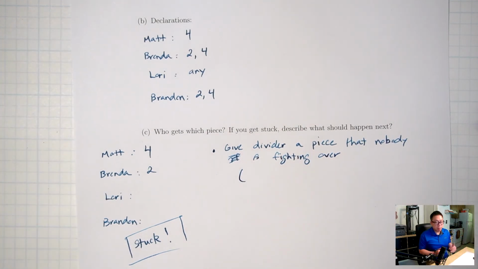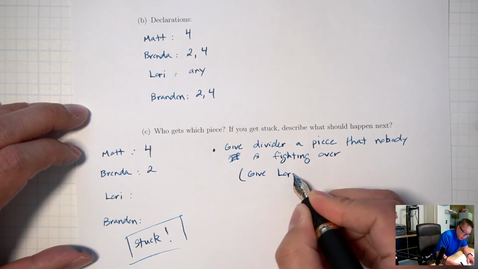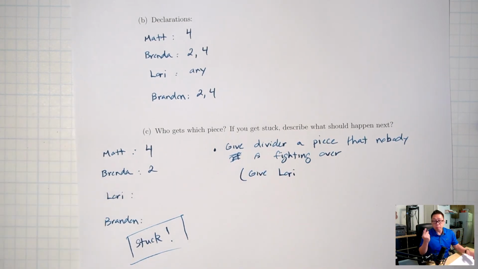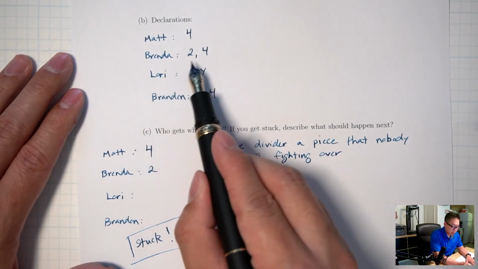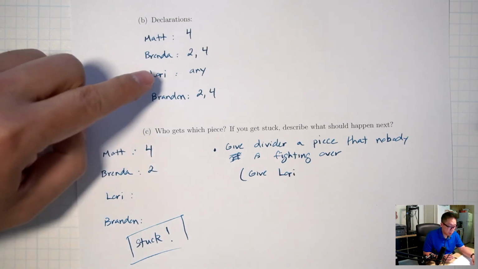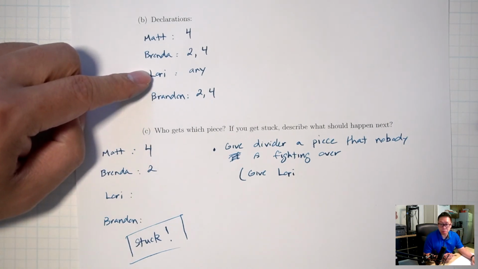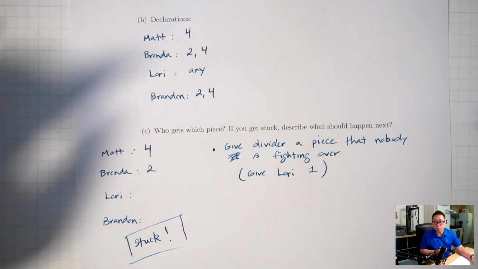Okay, so in this case, Lori is the divider. Let's give her a piece that nobody is fighting over. Brandon wants 2, 4. Brenda wants 2, 4. Matt wants 4. So the pieces that nobody wants are 1 and 3. Pick one and give her one of those. So let's give her 1. It doesn't matter, you can also say 3 here.